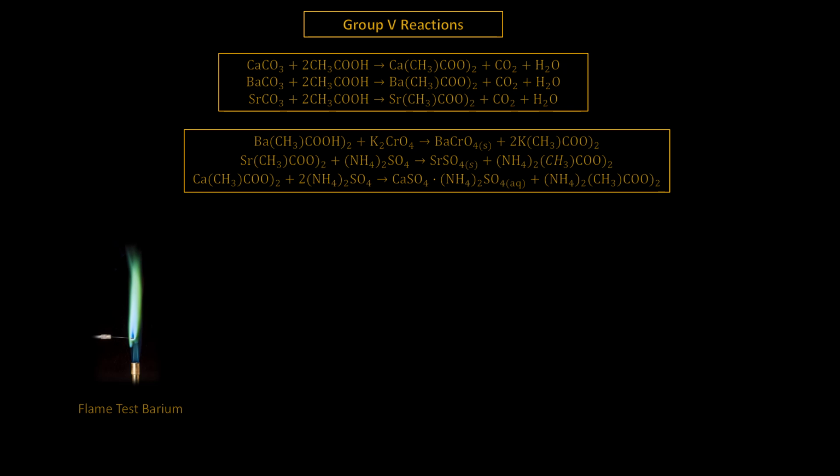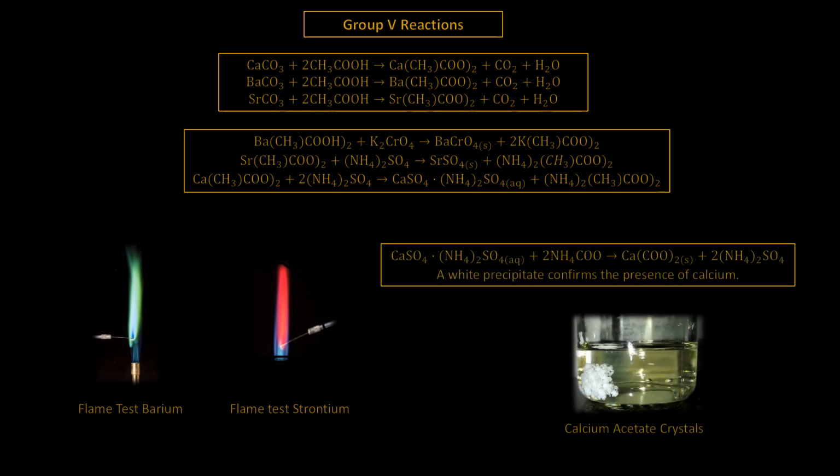To the remaining filtrate, the addition of ammonium sulfate may produce a strontium sulfate precipitate. When a small portion of this precipitate is burned in the Bunsen burner flame, if a crimson-colored flame is observed, it confirms the presence of strontium. The calcium may also be confirmed by a flame test. However, it is not reliable as the flame becomes intermittent.